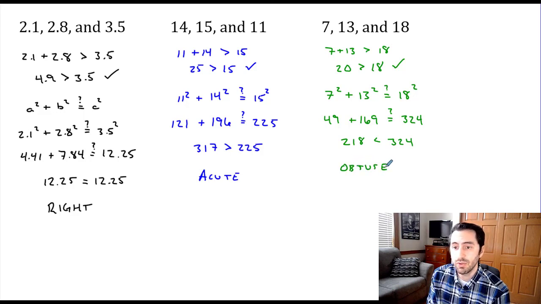So that's how we use the Pythagorean Inequalities Theorem. It gives us a way to take a look at the side lengths of a triangle and determine whether it's a right triangle, an acute triangle, or an obtuse triangle.